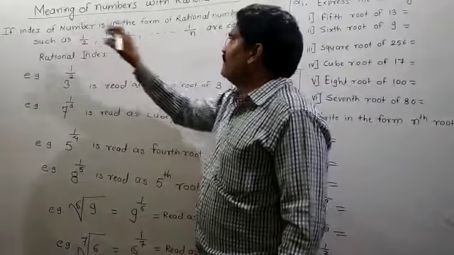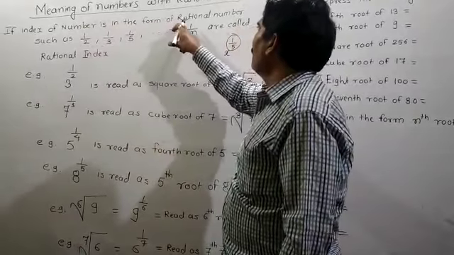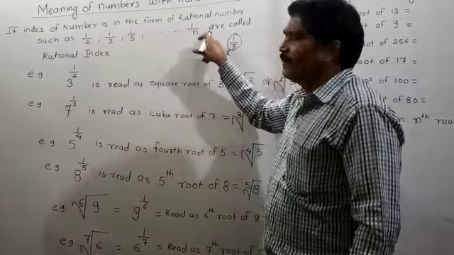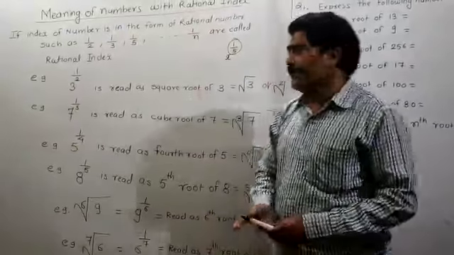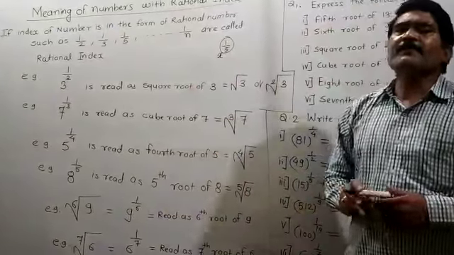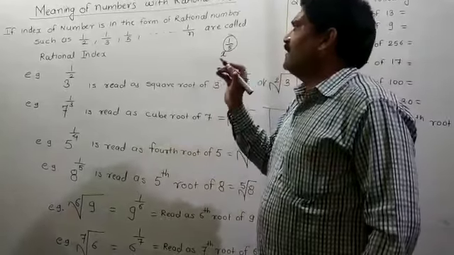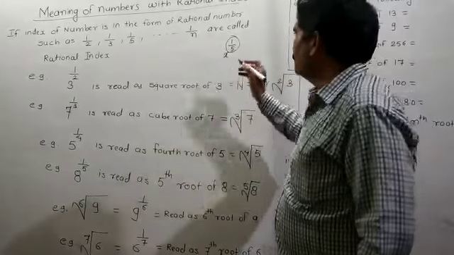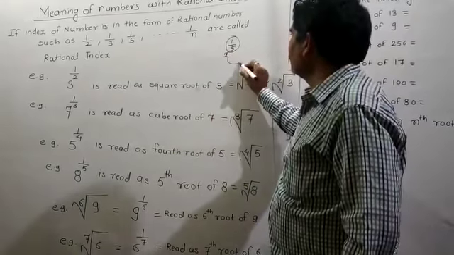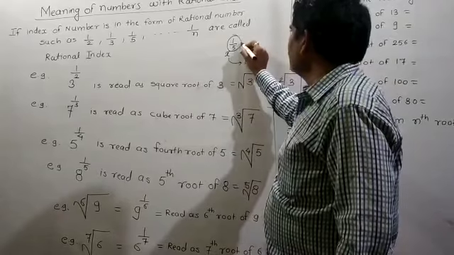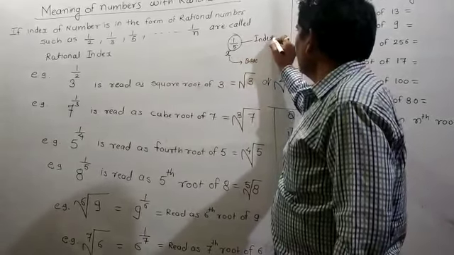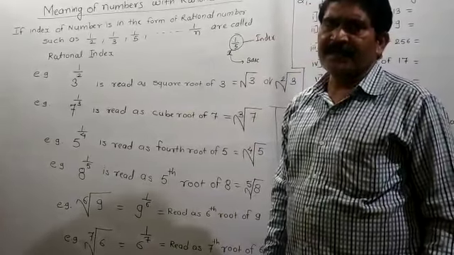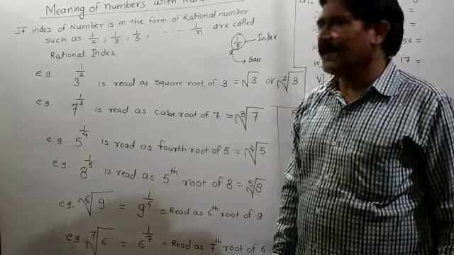Then the definition is, if the index of the number is in the form of a rational number, such as 1 upon 2, 1 upon 3, 1 upon 5, up to 1 upon n, they are called the rational index. Or the simple definition is that if the index of the number is in the form of a rational number, then the index is called the rational index. This one is called the base, this one is called the index, and if this index is a rational number, then it is called the rational index. I think everybody understands the meaning of the rational index.